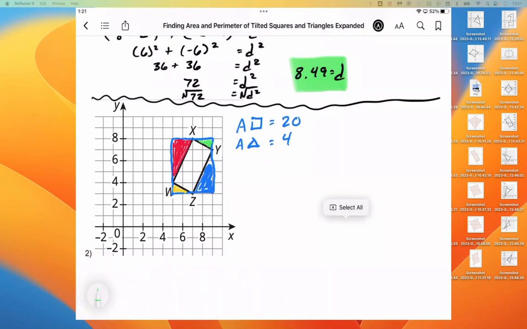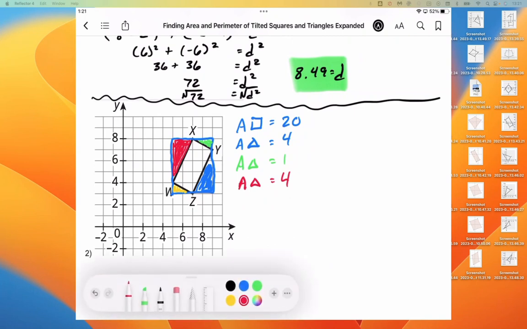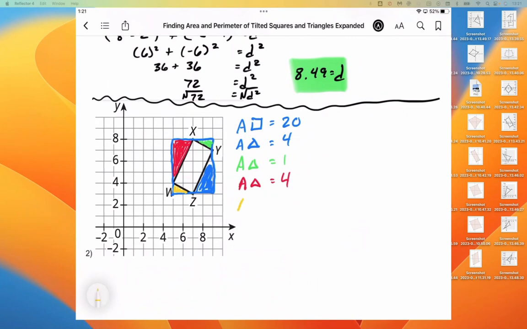The area of the green triangle, 1 by 2 is 2, divided by 2 is 1. Area of the red triangle is the same as the blue one. It's going to be 2 by 4 is 8, divided by 2 makes 4. And then the yellow triangle, 1 by 2 is 2, divided by 2 is 1.